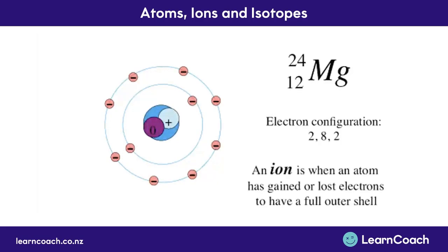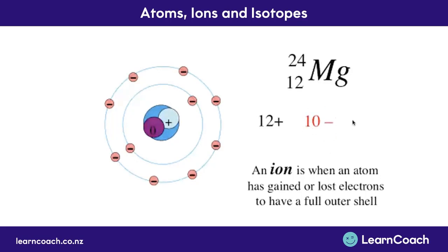Now an ion is when an atom has gained or lost electrons in order to have a full outer shell. In the case of magnesium, there were originally 12 positive protons that were balanced out with 12 negative electrons. But now we've lost 2 electrons. We only have 10 negative electrons now.